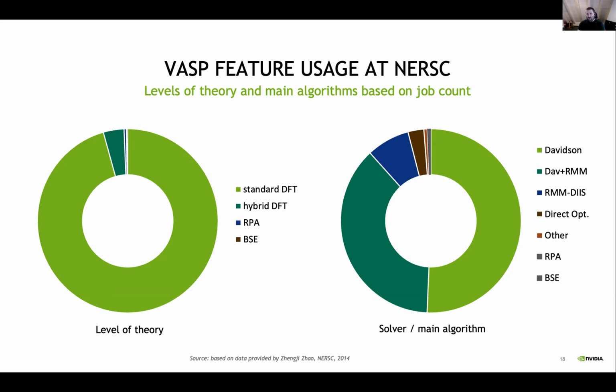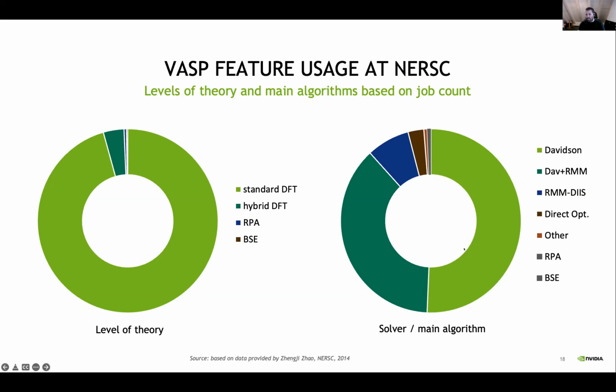So we tried to figure out what the most important methods are. Please note that these diagrams are based on job count and not on computation hours. Because it says basically everything is standard DFT, right? And only 5% or something is hybrid DFT. But if you keep in mind that hybrid DFT is much more expensive than standard DFT, it might offset that and come up with a much bigger percentage in computation hours. Same holds for RPA and BSE. They are just much more expensive again, even than hybrid DFT.